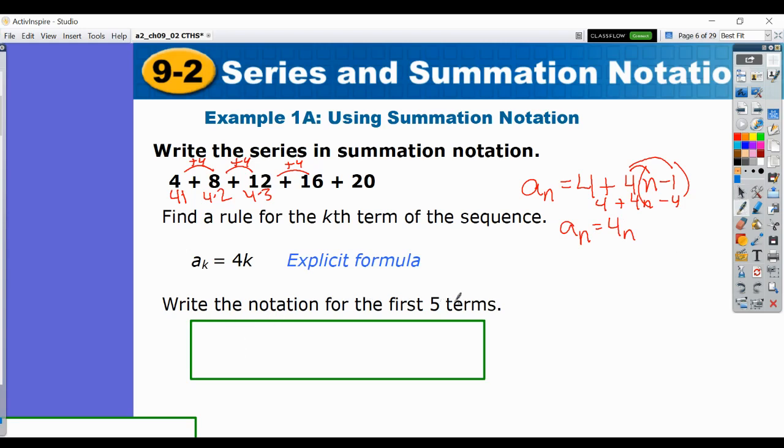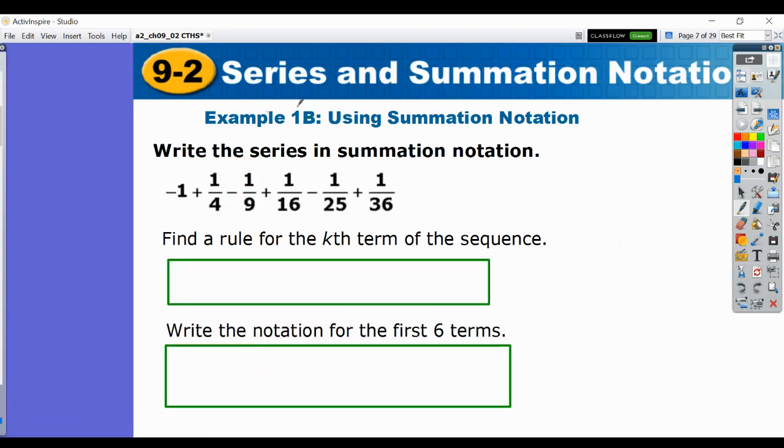We want the first 5 terms, 1, 2, 3, 4, 5. So we're going to start at k equals 1 and go to 5. And our formula was 4k. When I plug in a 1, I get 4. When I plug in a 2, I get 8, then 3, 4, and 5, I get 20. And then all I would do is add all those up. But all it said was to write it in notation for the first 5 terms, so that is the answer they're looking for. This equals that, which equals a number when you actually add them up.